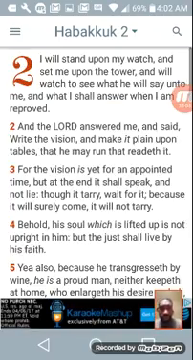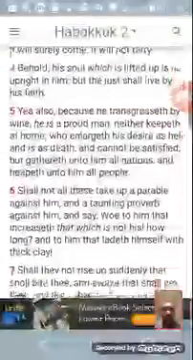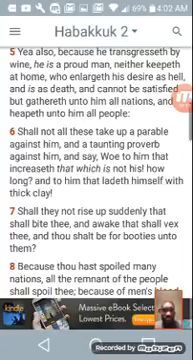Habakkuk 2:5 says, yea, also because he is transgressed by wine, he is a proud man, neither keepeth at home, who enlargeth his desire as hell, and as death he cannot be satisfied. That's right, because he's a proud man. He's very proudful, running around taking people's land, okay. Neither keepeth at home, because he always got going around exploring, journeying everywhere. So no matter how much this devil takes, he can never be satisfied. He always wants more and more and more.